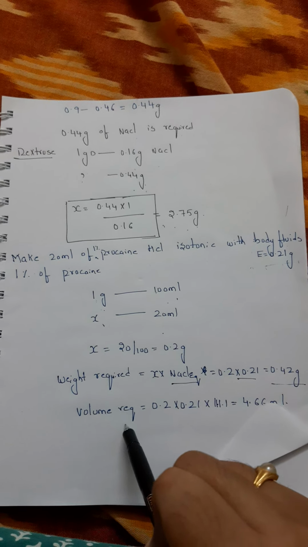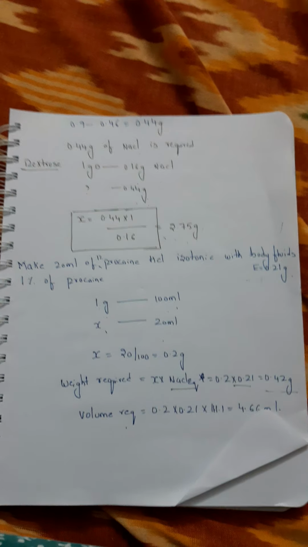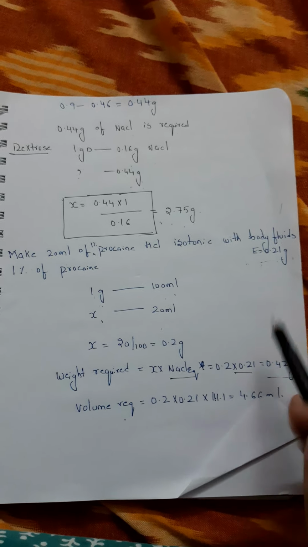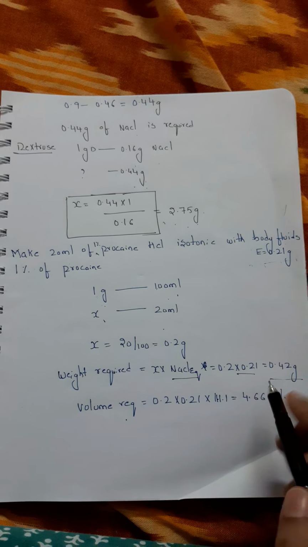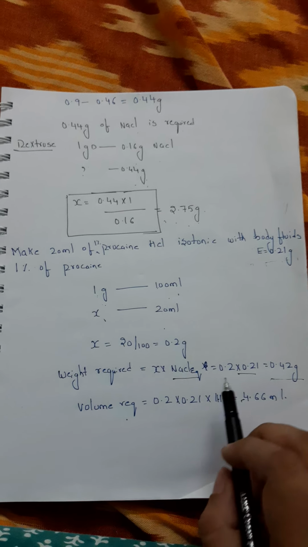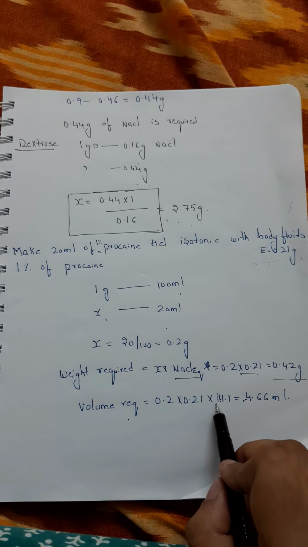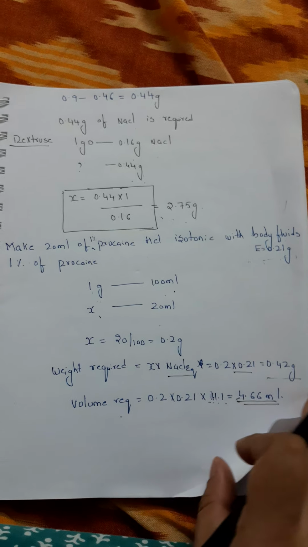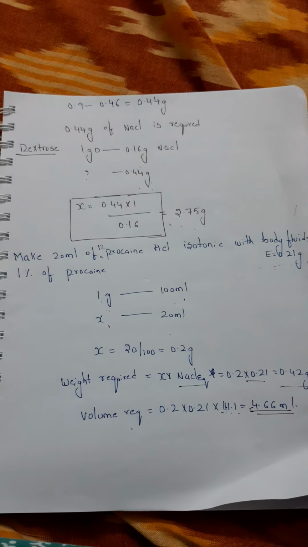So volume required. In this problem what we have to do is, we should add water to make isotonic. So how much quantity of water should be added to make isotonic? So 0.2 into 0.24 into 111.1, that is equal to 4.66 ml should be added to this solution to make isotonic.